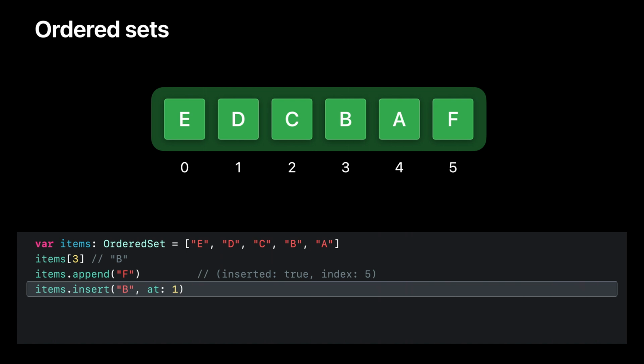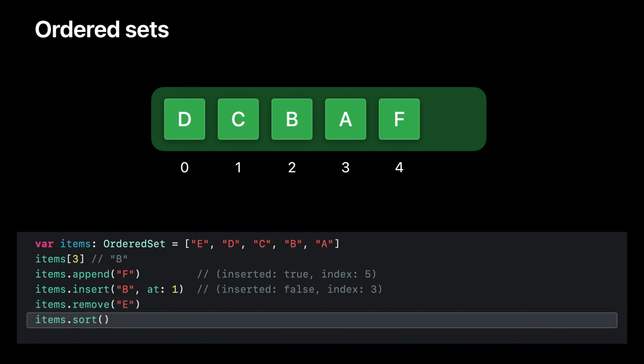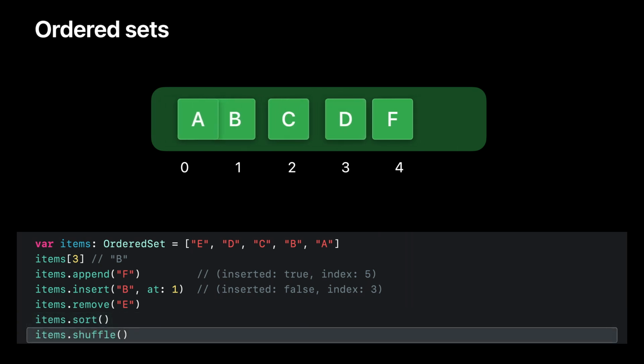We also have an insert operation that puts the new element at the specified location. In this case, the letter B already exists, so the operation simply returns the index of the existing member. Removing an element leaves a hole in the ordered set, and the rest of the members need to be moved to fill it, just like in an array. Ordered sets need to keep their elements unique, so they can't support arbitrary item replacements. This means that, unlike arrays, they can't conform to the mutable collection or range replaceable collection protocols. However, they do support standard reordering operations such as sorting or shuffling.